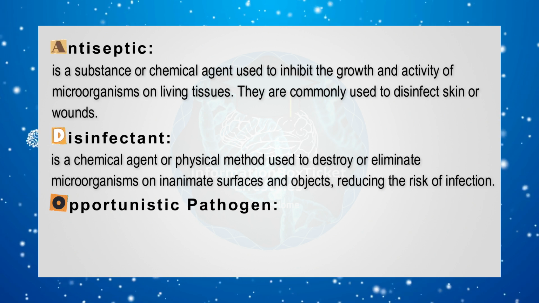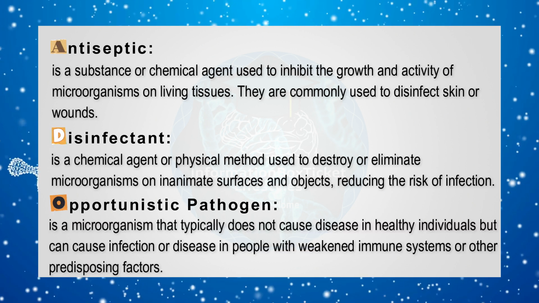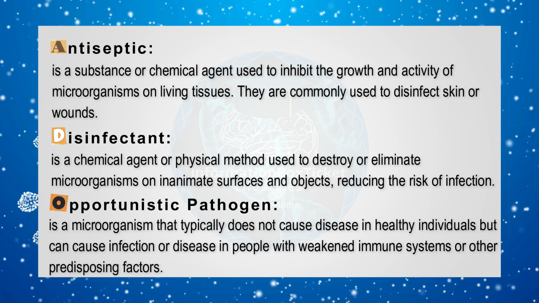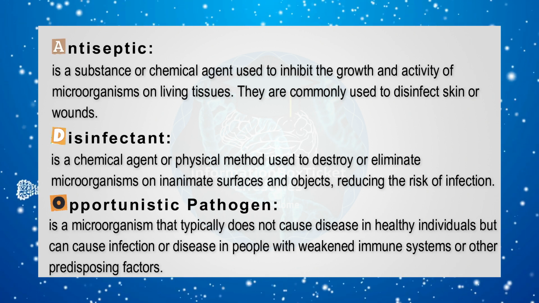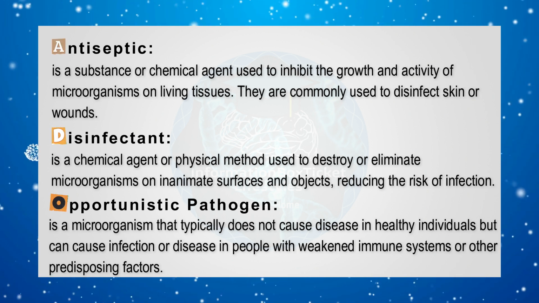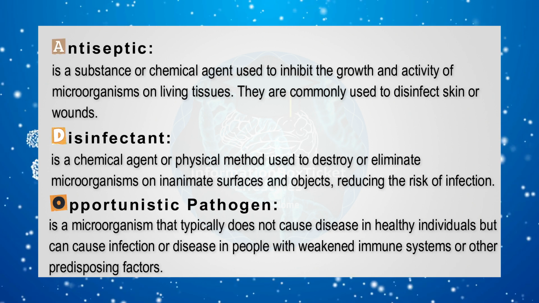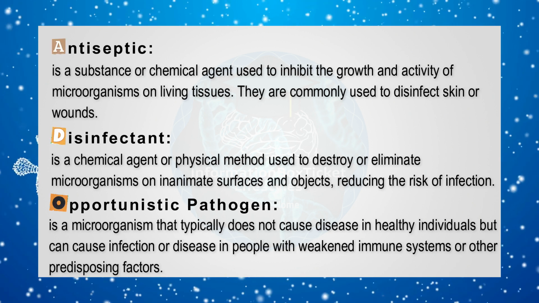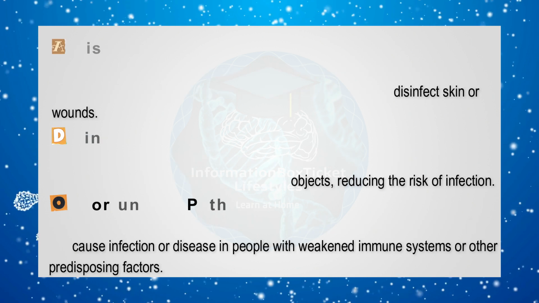Opportunistic pathogen. An opportunistic pathogen is a microorganism that typically does not cause disease in healthy individuals but can cause infection or disease in people with weakened immune systems or other predisposing factors.